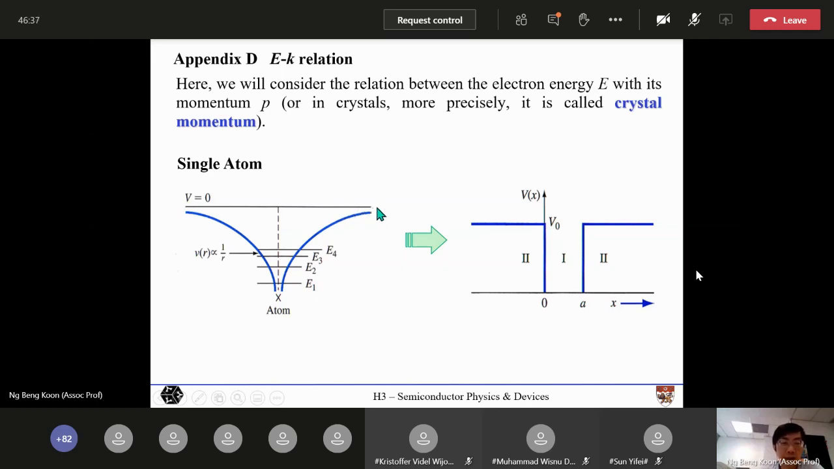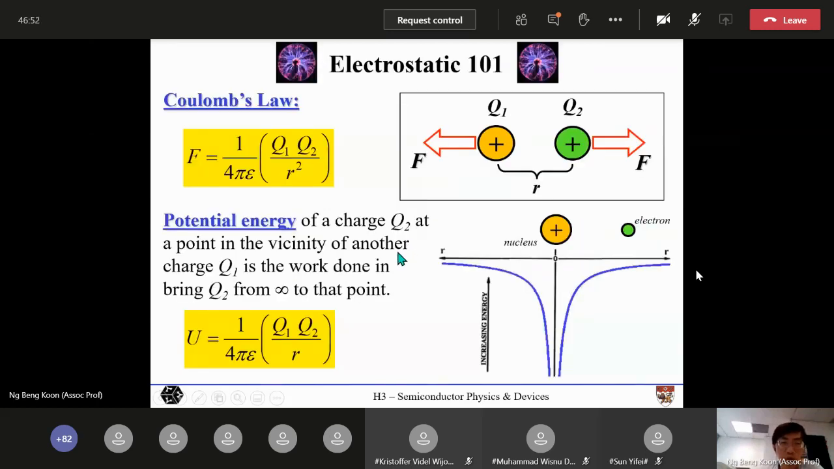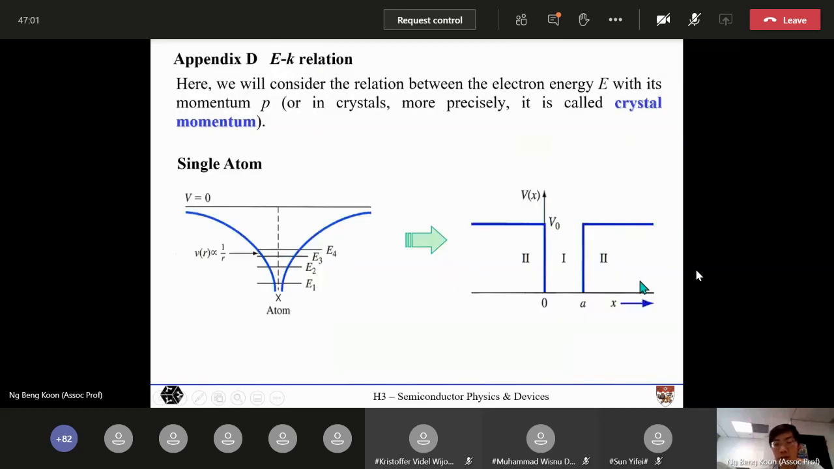The potential energy that the electron experiences is essentially this 1/r relation. That's the potential energy that the electron experiences around the nucleus. As I mentioned before, according to electrostatics, the potential energy has a 1/r relation. So if you have an electron around a positively charged nucleus, that's the potential energy the electron will experience. But the thing is, if you want to use this 1/r relation, it is rather complex.